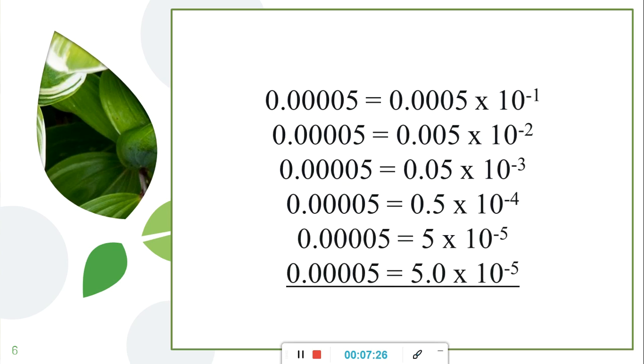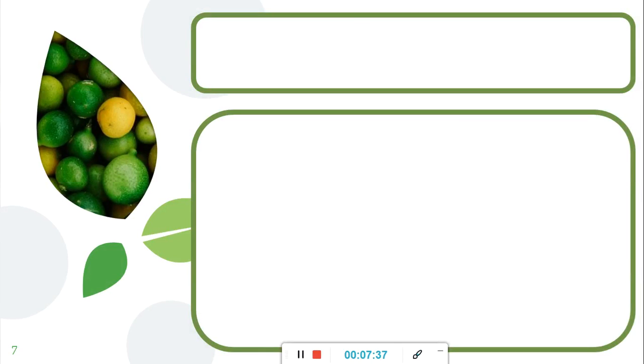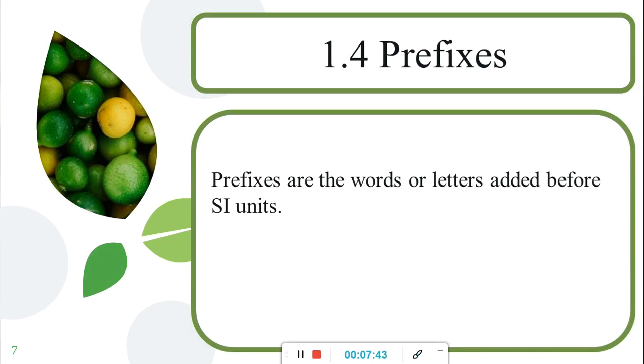Here a table is given for prefixes, and you can see that there are two things: prefix, which is its name, and the 10 with some power is called its multiplier. Kilo has its multiplier 10 raised to power 3. Mega has its multiplier 10 raised to power 6. Giga has its multiplier 10 raised to power 9. Similarly, micro has its multiplier 10 raised to power minus 6. Nano has its multiplier 10 raised to power minus 9.